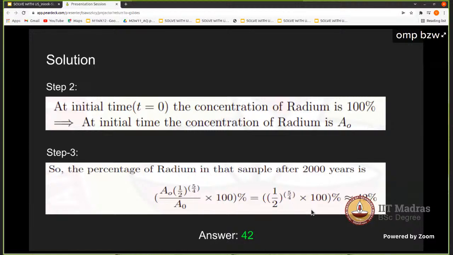Shall we move on? But sir, suppose the initial concentration is not given as 100%, like say 80 or 90. The way you did that will still give the right answer, right? Still it will give the right answer. But this is the standard approach we follow.